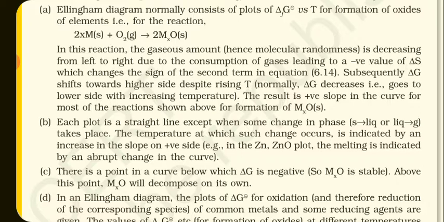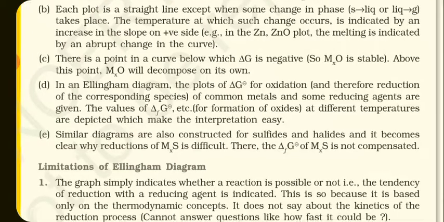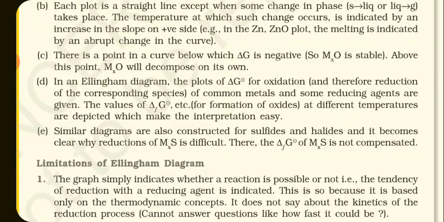The result is a positive slope in the curve for most of the reaction shown above for formation of the metal oxide, MxO solid. B. Each plot is a straight line except when some change in phase, solid to liquid or liquid to gas, takes place. The temperature at which such a change occurs is indicated by an increase in the slope on the positive side.